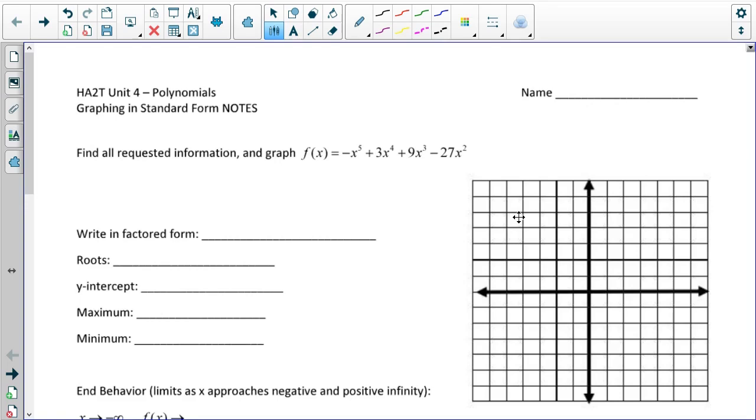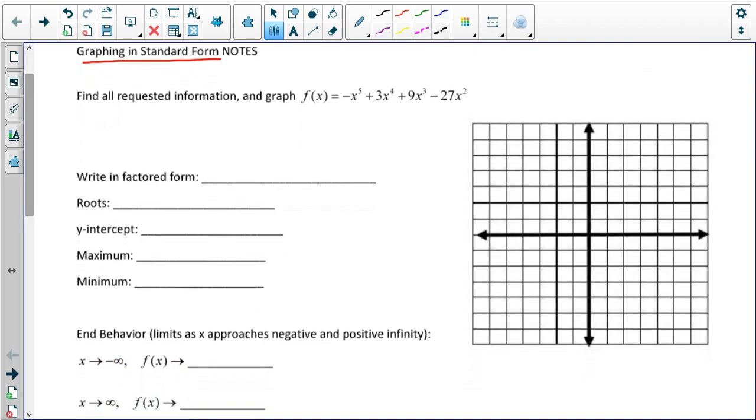We're now cycling back around and going into graphing when everything's in standard form, when we can do some of our other more advanced factoring techniques, including factoring by grouping and synthetic division and things like that. So we're going to graph in standard form today. Find all the requested information and graph f of x equals negative x to the fifth plus 3x to the fourth plus 9x cubed minus 27x squared.